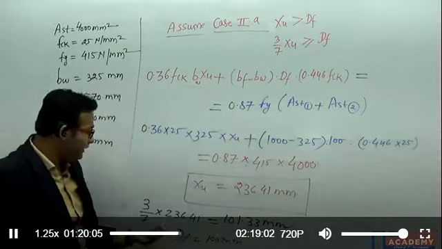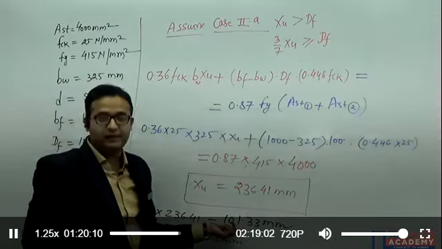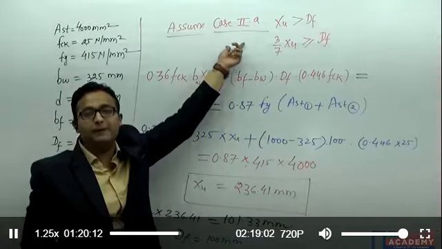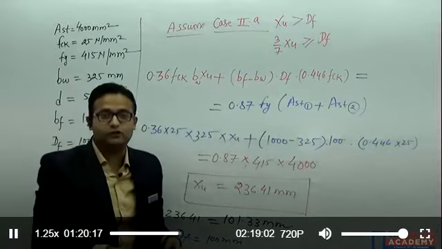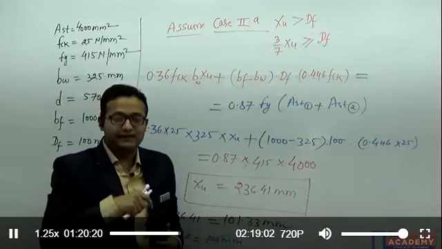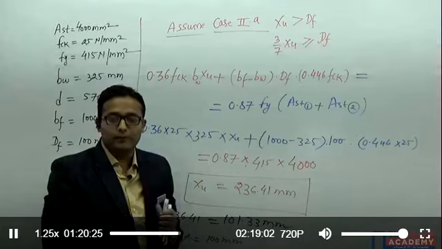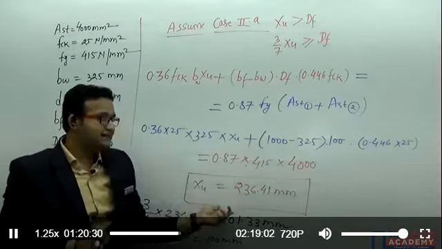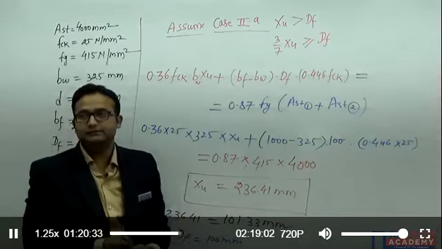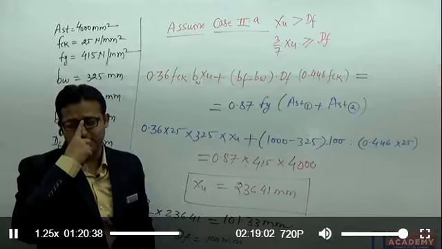If suppose I am not getting this condition, 3/7 of XU, if suppose it is less than 100 mm, then it will be your case number 2.B. And in the case of 2.B, first of all I will be calculating the equivalent depth of the new flange, and then we will start the calculation for depth of neutral axis and the moment of resistance of the given section. But here I am getting case number 2.A, so this is my answer for the depth of neutral axis. So the answer is C, 236.41 mm. The answer is C.